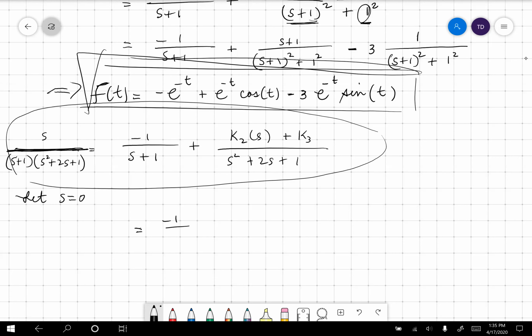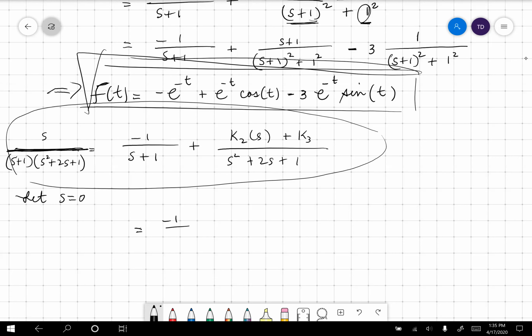So 1 over 1 plus 1, 2, 1 squared plus 2 times 1 plus 1, 1, 2, 4 equals minus 1 over 2 plus K2, which we don't know, times 1, so that's K2 plus K3, but we already have K3. K3 is 1 divided by 4. Obviously, we have one equation. The only unknown in this equation is K2, and we just solve for K2.